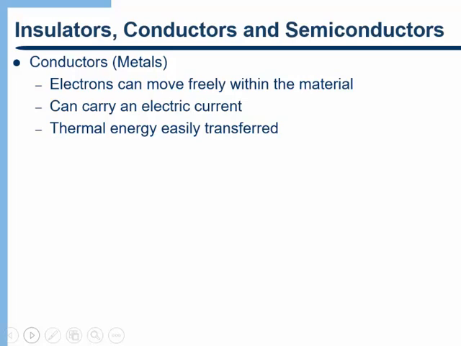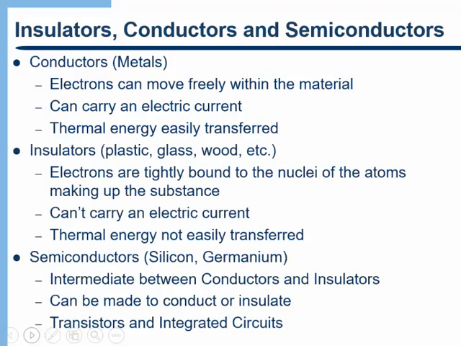Let's talk about the 3 different types of materials. We break materials into 3 different categories: conductors, insulators, and semiconductors. In a conductor, electrons can move freely within the material. That means that a conductor can carry an electric current. So obviously we make wires out of metal to carry electricity. It also means that thermal energy is easily transferred.